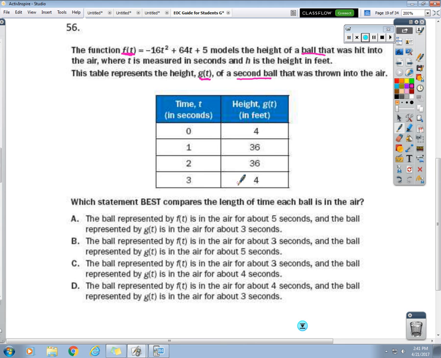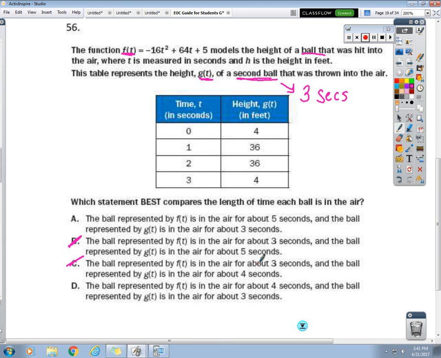Well, from the table, can you figure out how long the second ball was in the air? Guys, look at the time in seconds of the table. 0 to 3 seconds. Doesn't that mean that the g of t ball was in the air 3 seconds? So now let's narrow down some answers just by knowing that. This one says g of t 3 seconds. This one says g of t 5, so it's out. G of t 4, so it's out. G of t 3. So we've narrowed it down to A and D because both of those say that the g of t function went from 0 to 3 seconds.